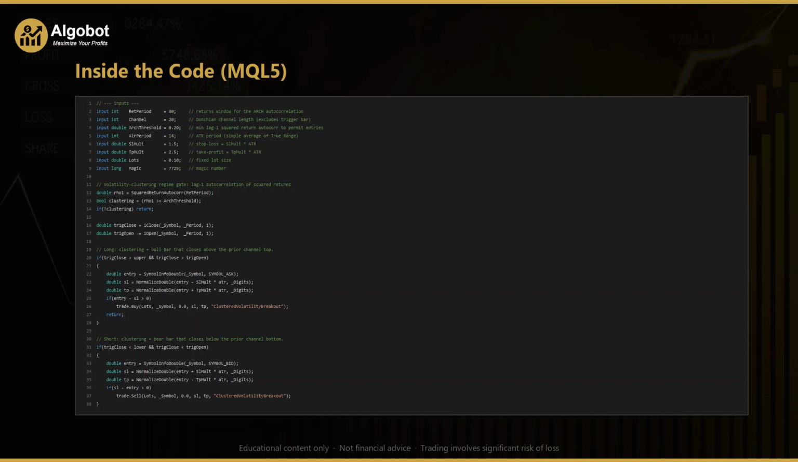The second block is the mirror image for the short side. Here the trigger close is below the lower channel and below its own open, a bearish breakout. The stop loss sits above entry, the take profit below it, and the code calls trade.sell. Both sides normalize their prices to the symbol's digits before sending. It's a compact, readable structure, and everything is computed straight from price data.